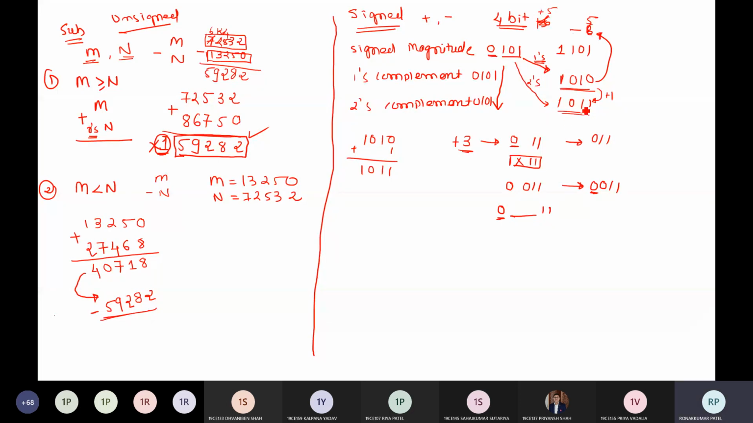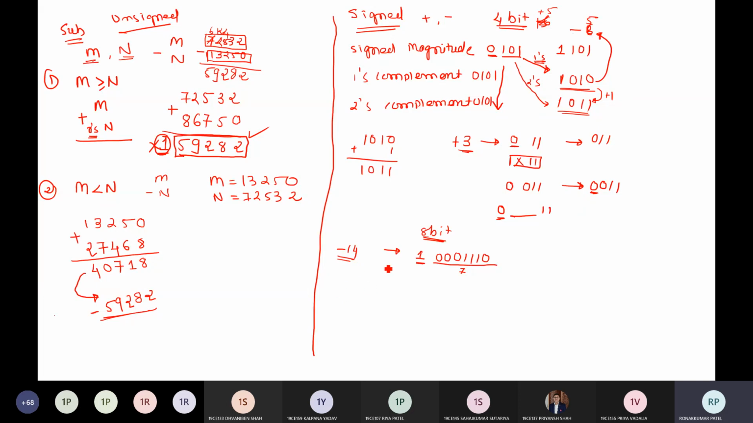Now let's take another number, minus 14. Sign magnitude representation of minus 14. Now we'll take 8 bit. So in 8 bit, the first bit, the most significant bit, is for sign, and the rest 7 are for your value 14. So it's minus 14, so 1, and 14 is 8 plus 4 plus 2, 0001110. Right? 1, 2, 3, 4 bits, remaining 3 bits, 0. What is this? This is the sign magnitude representation of minus 14.